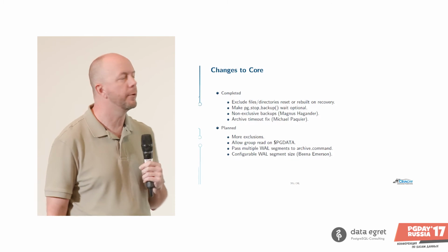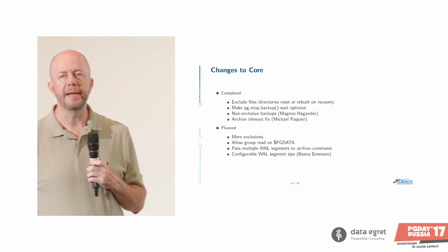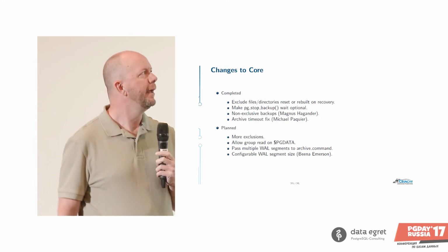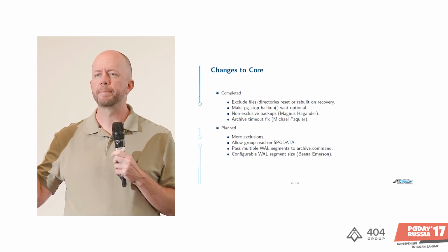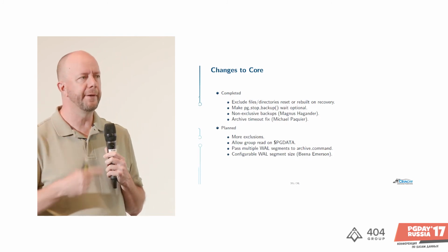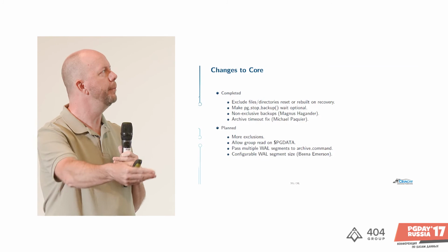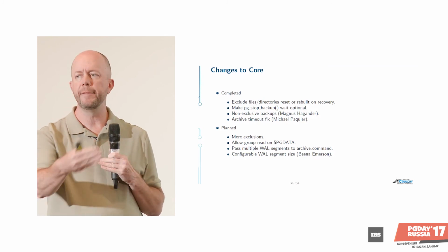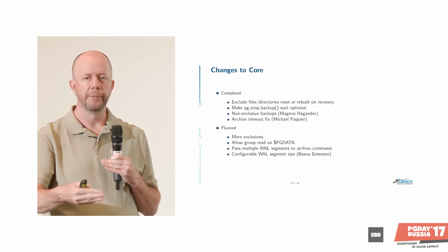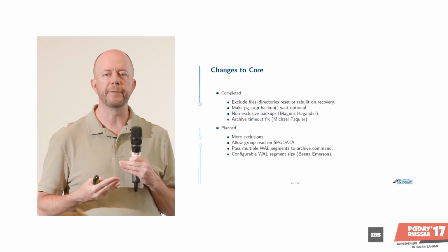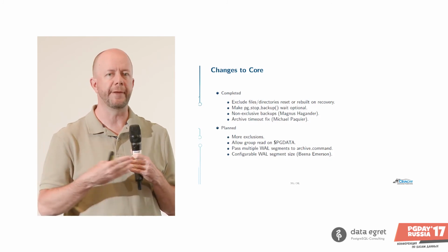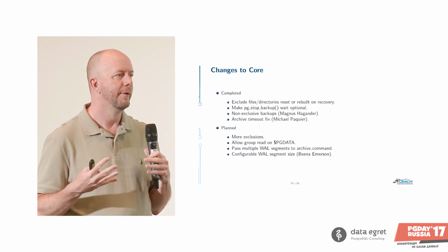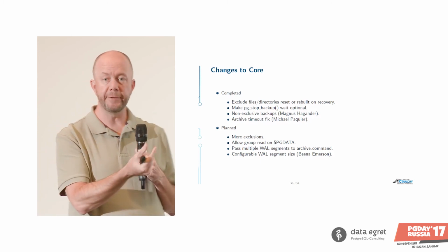Archive timeout fix. This was written by Michael Paquier and reviewed by me and several other people. But is anyone familiar with the archive timeout feature? Basically, what it does is it allows you to move a WAL segment to the archive on a schedule. So if your database is really quiet at certain times of day, you can have one WAL segment that sticks around for hours or even days, and there's important information sitting there.